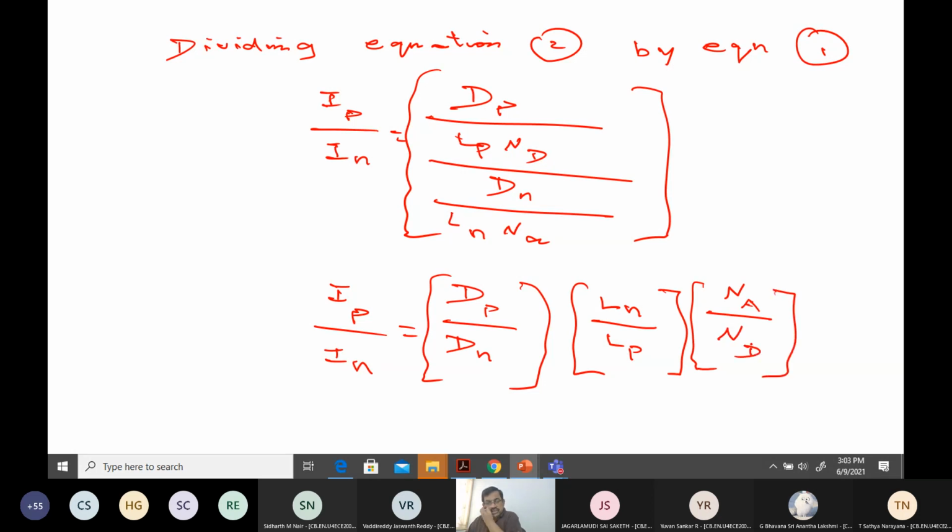Substitute all of this. You will get the factors, and you can show that IP by IN will be equivalent to 111. And then we have this factor.